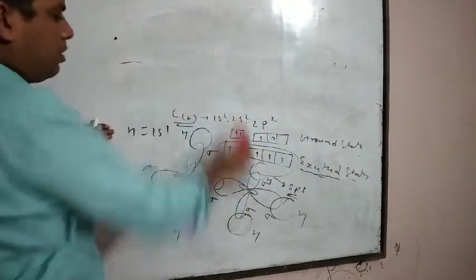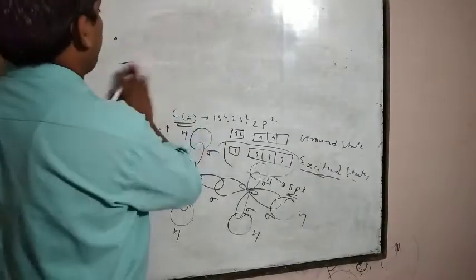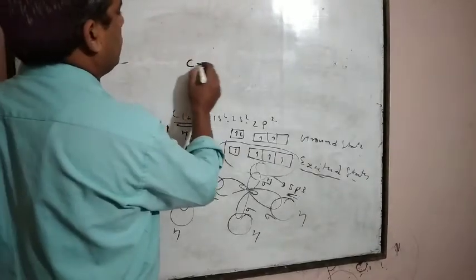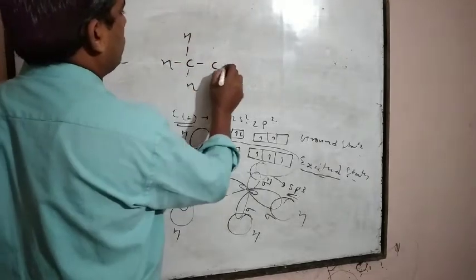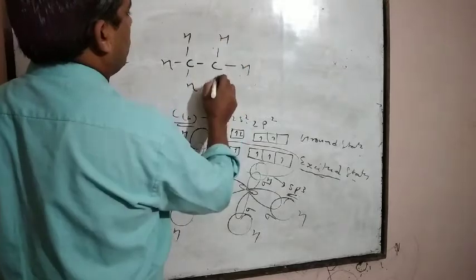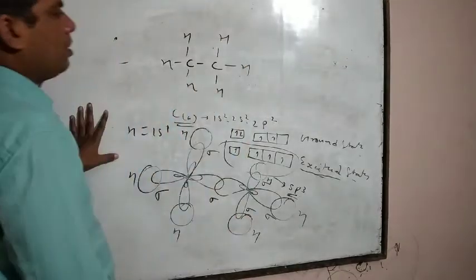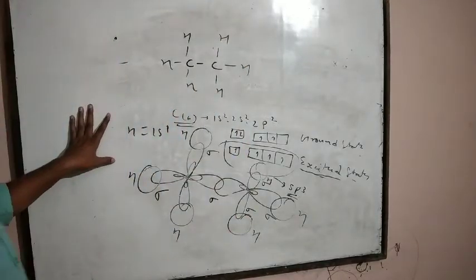The structural formula of C2H6 is like this: C, H, H, H, H, H, and H. This is C2H6.